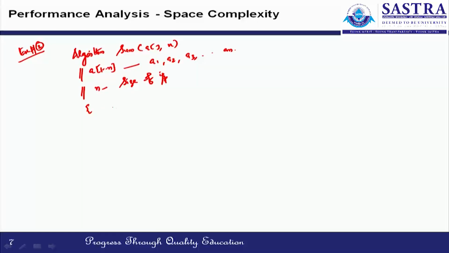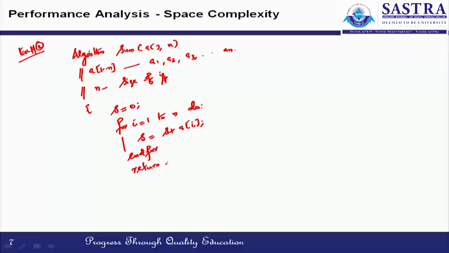Let us design the algorithm. S is equal to 0. For I is equal to 1 to n do S is equal to S plus A of I. Assume that the sum variable S is returned to the calling place, return S. This is the end of the sum algorithm.